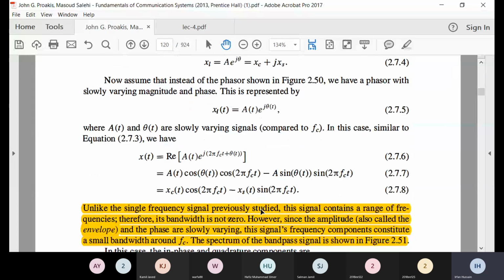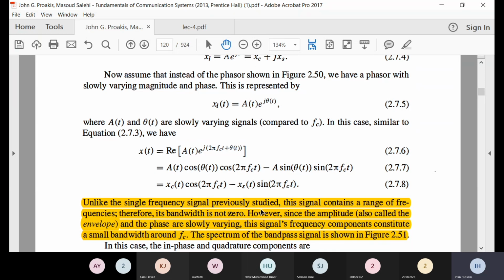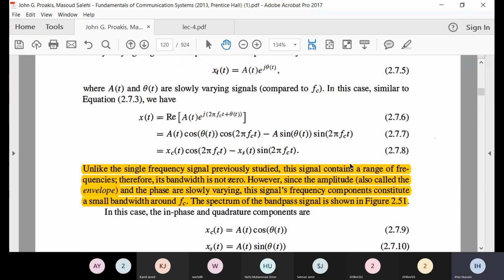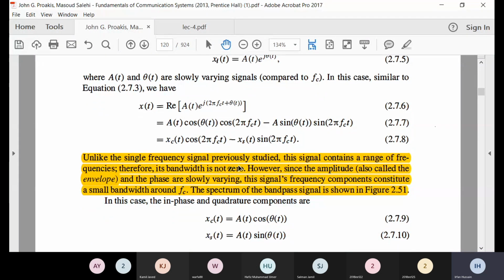I've told you why it is called quadrature, because it is along the sine 2πfct, which is orthogonal to cos, that is why in quadrature, at 90 degrees, or in other words, orthogonal. As you could see, this signal will occupy a range of frequencies. Its bandwidth will not be zero. In the previous case, when you just had the complex number, it was multiplied by cos 2πfct. So cos 2πfct is just an impulse at fc. Its bandwidth will be zero. But this bandwidth will not be zero.